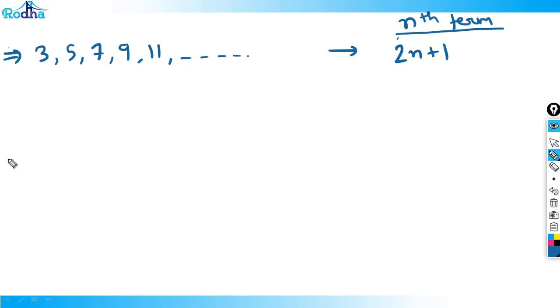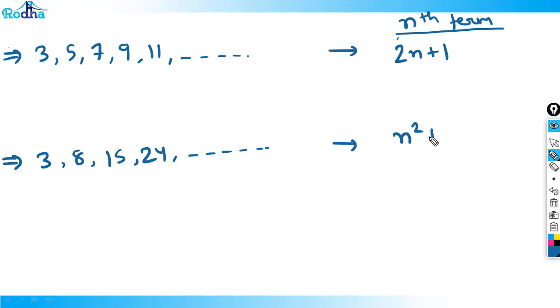Now just the last series we solved, right? Last question: 1 into 3, that was 3, plus 2 into 4, that was 8, plus 3 into 5, that was 15, plus 4 into 6, that is 24. This is a series actually. For 1 into 3, 2 into 4, 3 into 5, like that, we got the nth term as n square plus 2n.